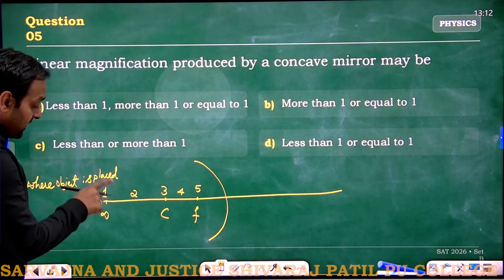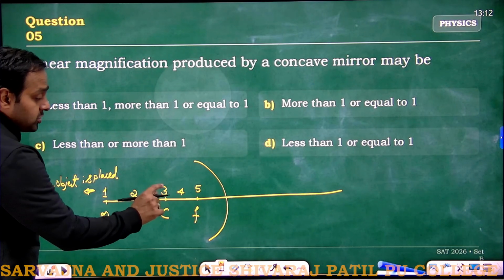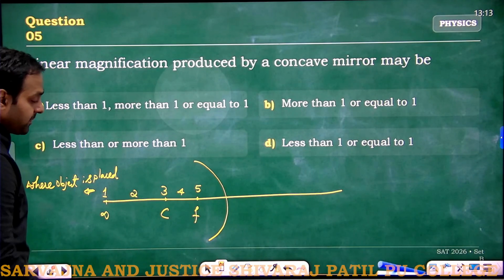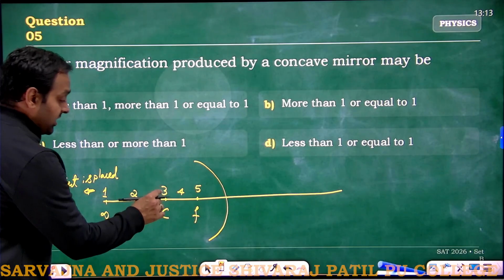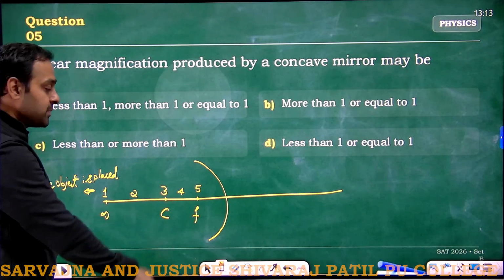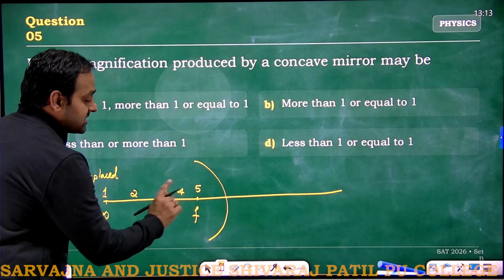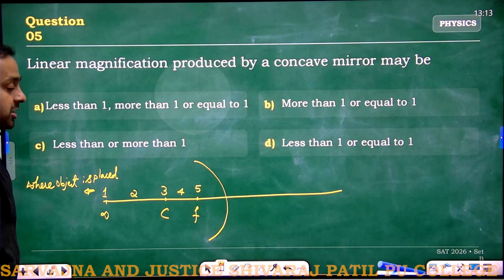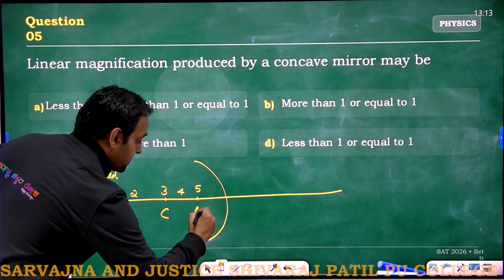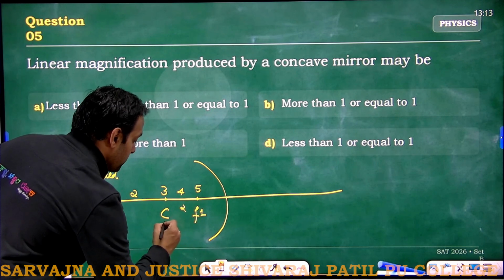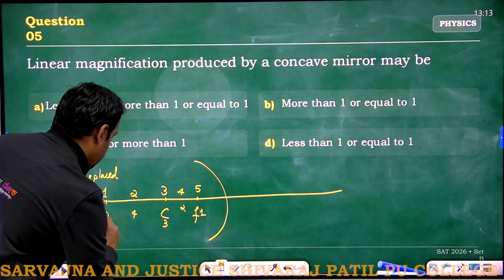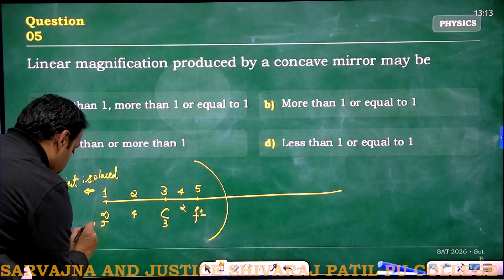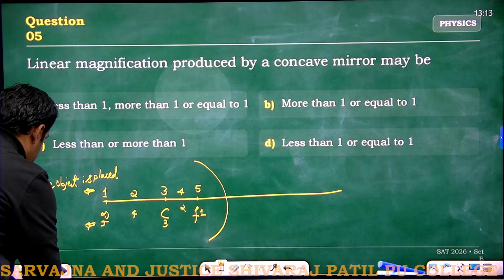From left to right, at the top I will number 1 2 3 4 5. What does 1 represent? 1 represents infinity. What does 2 represent? Beyond C. What does 3 represent? The object is placed at C. 4 is what? Between C and F. What is 5? 5 is at F. Now reverse numbering from here, 1 2 3 4 5. Now this 1 2 3 4 5 at the bottom represents where the image is formed.